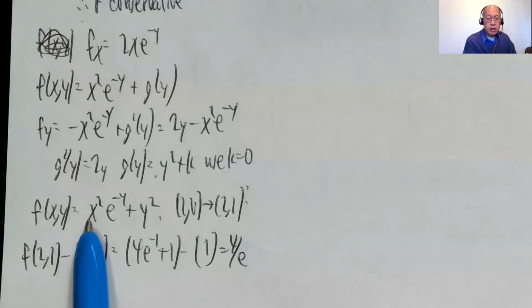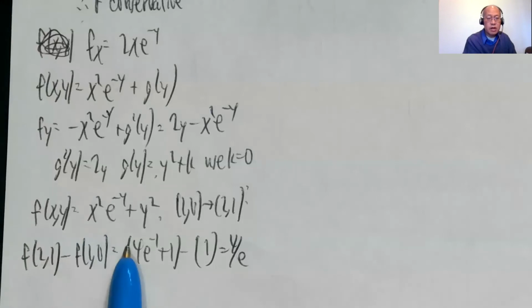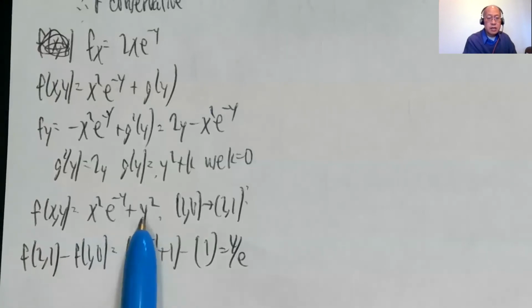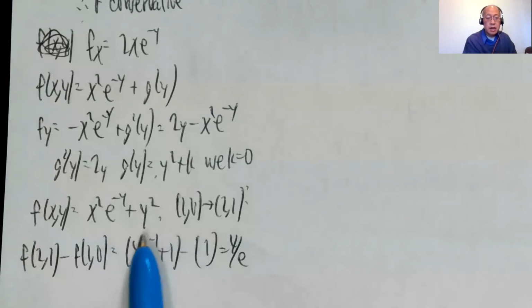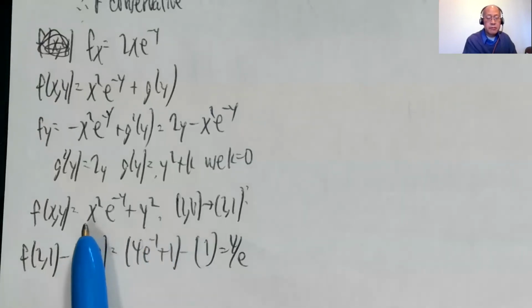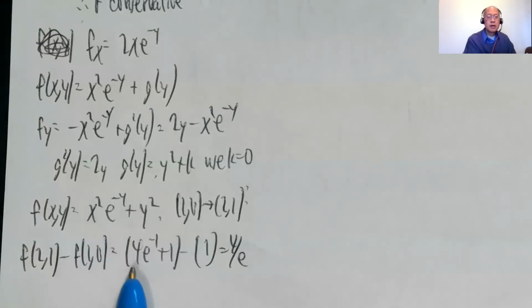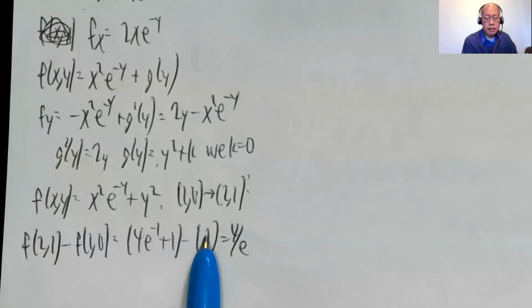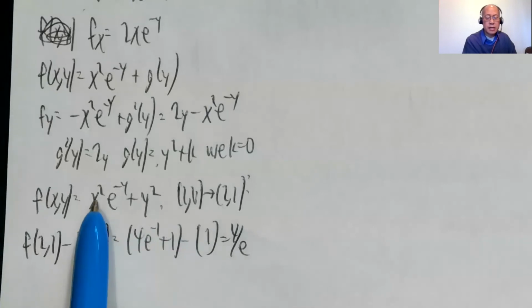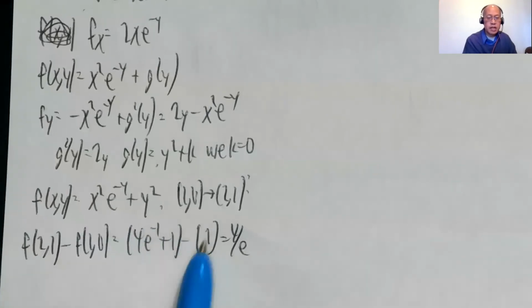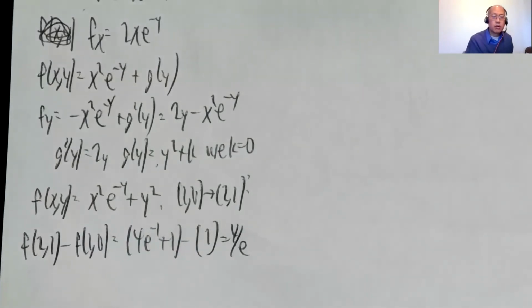So plug in 2 here, 4 e to the negative 1 plus, plug in 1, you get 1 minus, let's see, minus 1. Okay, so plug in 1, 0, that's 0. That's going to be 1. So the 1's cancel out. So the answer is just 4 over e.